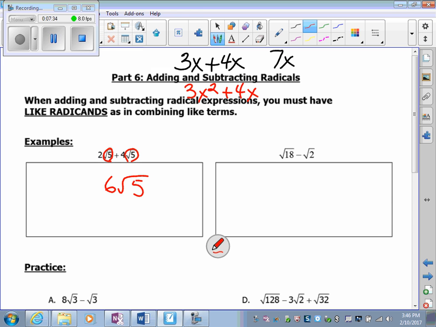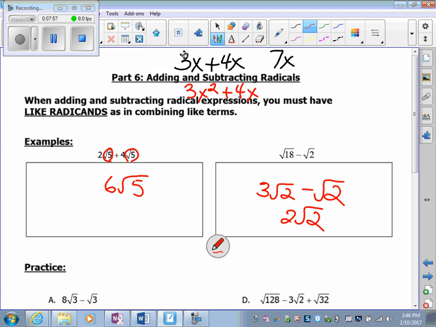But of course in the next problem, the square root of 18 minus the square root of 2, the radicands are different. But you cannot just say, oh, it's in simplest form. What you need to do is simplify 18. So when you simplify 18, it comes out to be 3 radical 2 minus the square root of 2. Then you would combine your like terms, and then the answer comes out to be 2 radical 2.